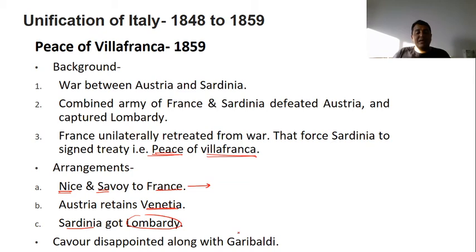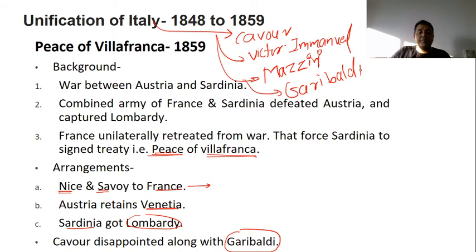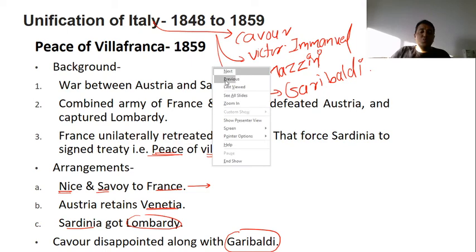At the same time, Garibaldi was also angry. In the unification of Italy, four people are most important. One is Cavour, another is Victor Emmanuel, third is Mazzini, as we mentioned in the last lecture, the leader of the Young Italy movement, and Garibaldi. Yes, these four people played an important role in the unification of Italy. So who is Garibaldi then?